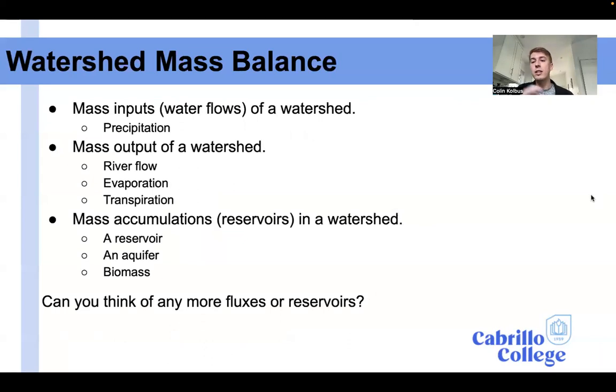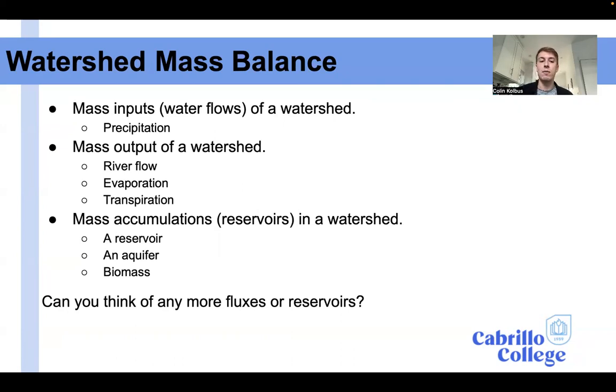And so I touched on this a little bit already, but a watershed is a form of a mass balance. The water falling on that watershed is an input of mass into the system. A mass output of the watershed could be the river flowing out of the watershed and into another region or into the ocean. You can have evaporation of water out of your watershed. You can have transpiration of water, that's the evaporation of water through the stomata of plant leaves. You can accumulate mass within your system or deplete mass within your system.